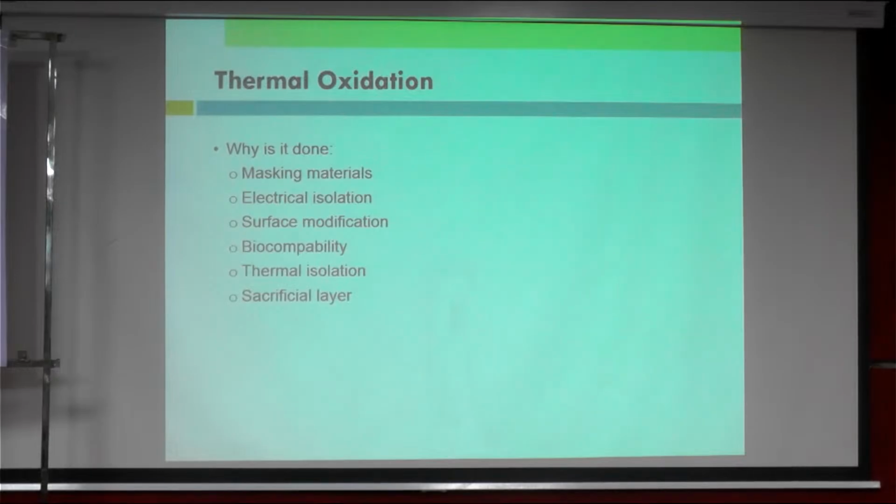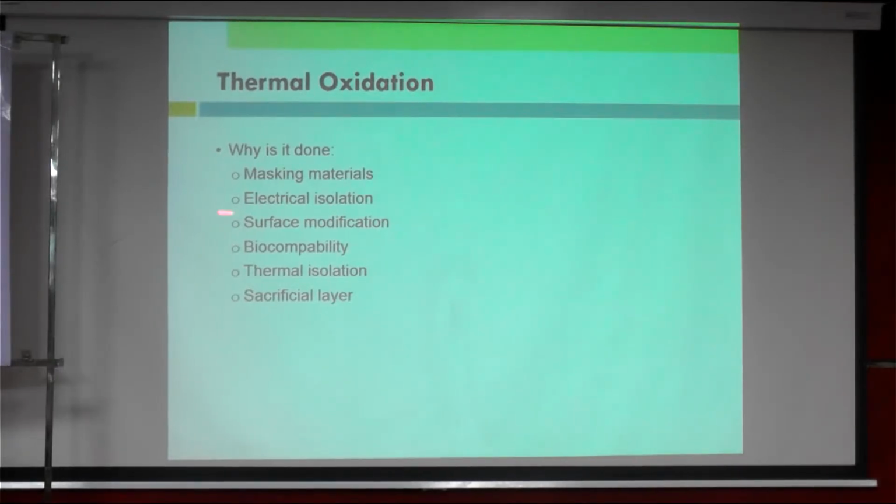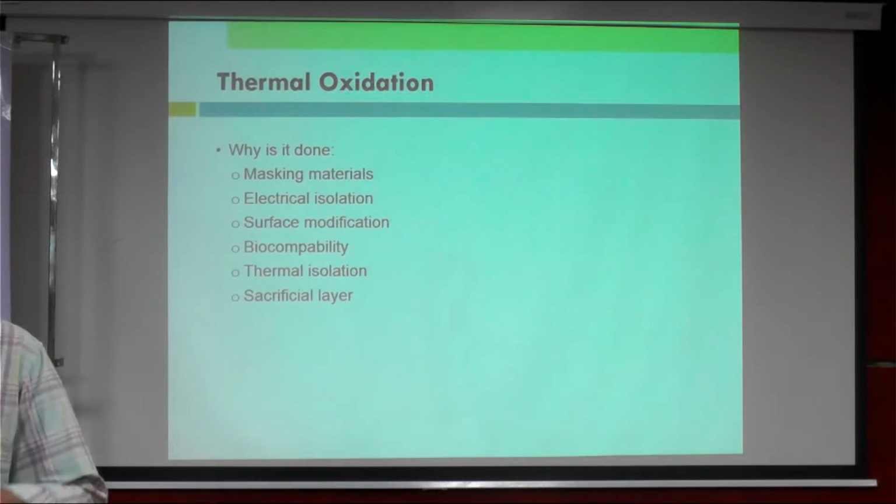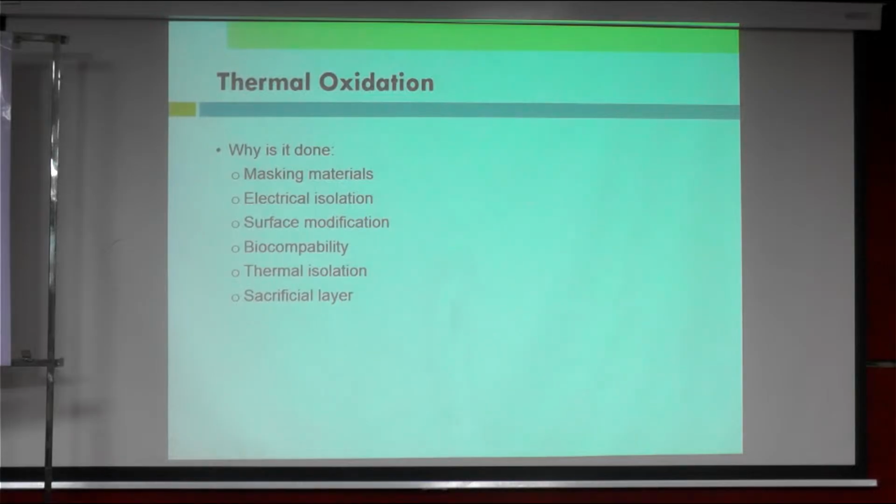So why is it done? It's for, I keep mentioning this, masking material. In the process of lithography, for example, it can act as a masking material. Mask means you want to cover something before you do etching for material removal, for example, because silicon dioxide will prevent certain chemicals from reacting.